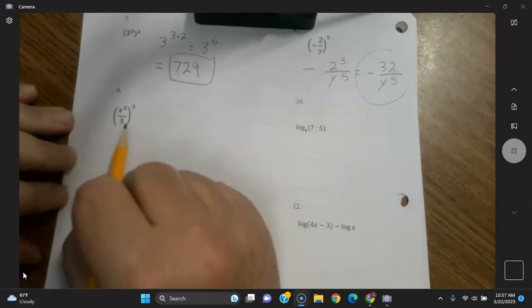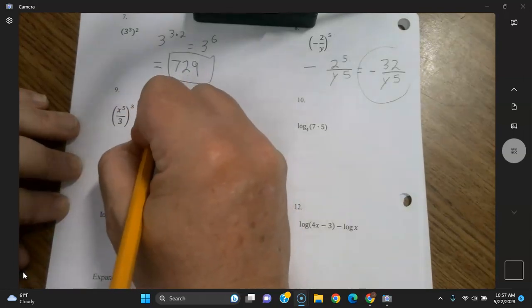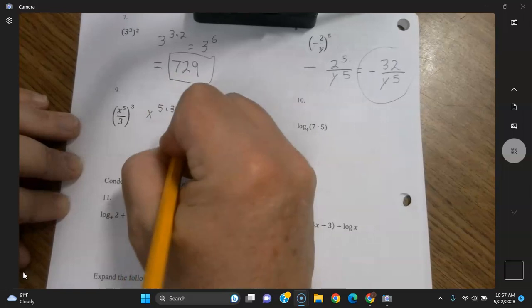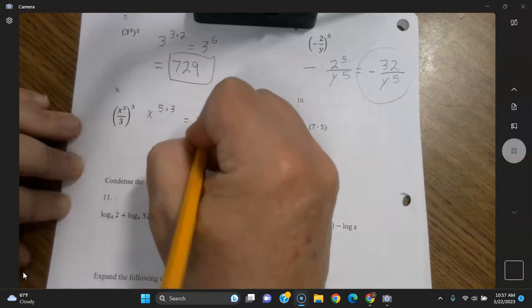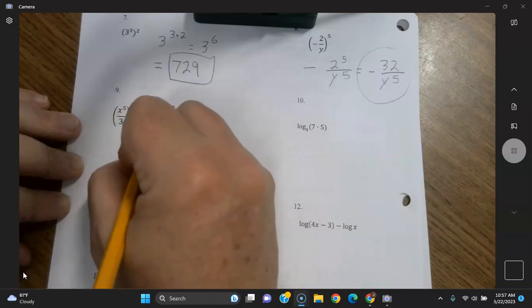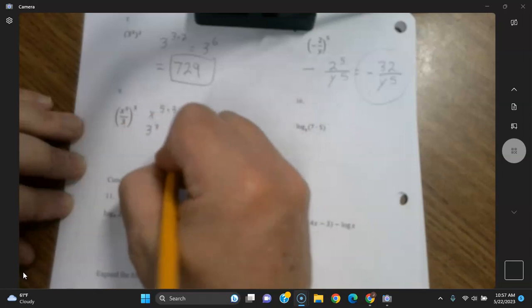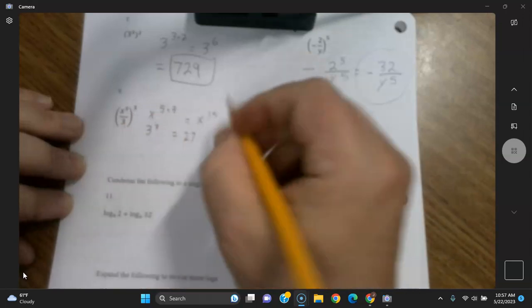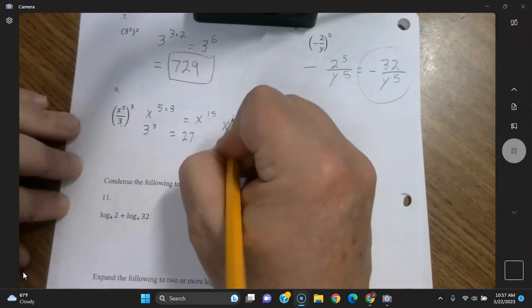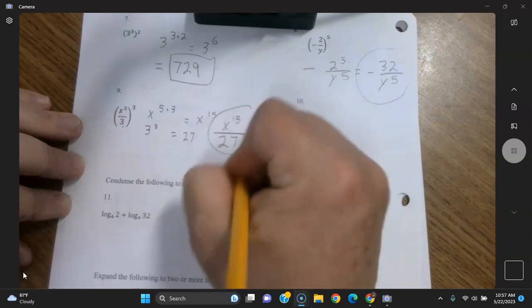All right, right here. So the top is going to be x to the 5 times 3 equals x to the 15. And the bottom is going to be 3 to the 3rd. So again, you distribute this to this and then to this, which equals 27. So the answer is going to be x to the 15th over 27. That's the final answer.